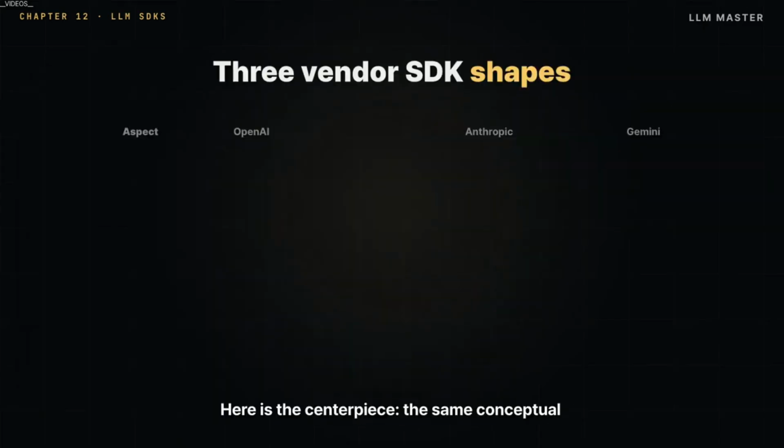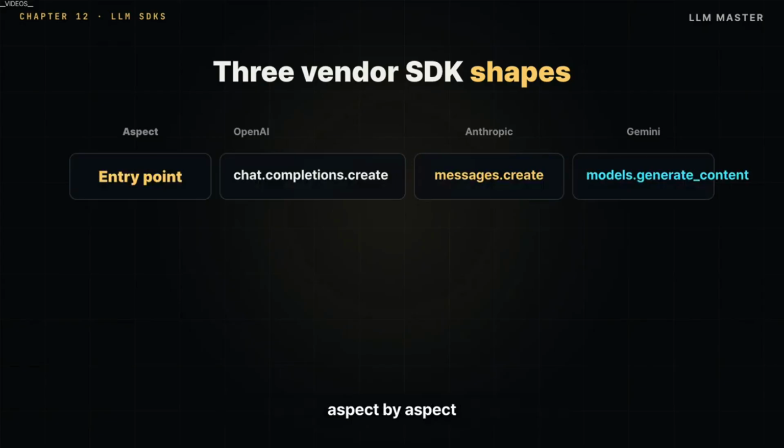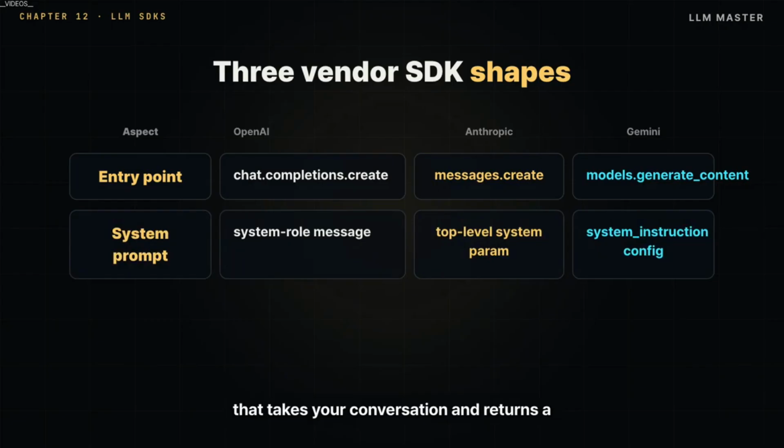Here is the centerpiece. The same conceptual request across the 3 major vendor SDKs, aspect by aspect. Read down the columns, and the pattern jumps out. The entry point differs. Chat completions create, messages create, generate content. But each is a single method that takes your conversation and returns a reply. The real friction is in the details.